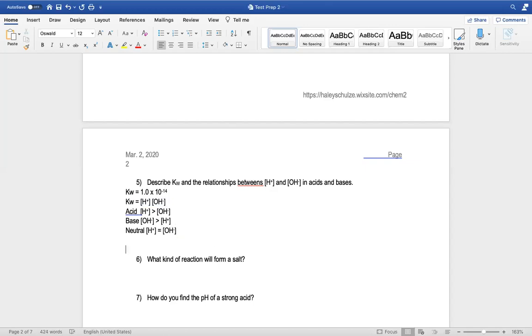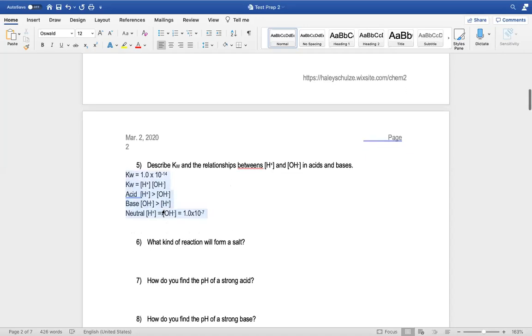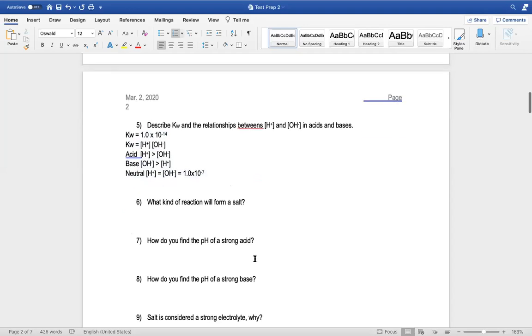Since they're equal to each other, but they still have to multiply to get that, they both equal 1.0 times 10 to the negative 7th. There we go. And that's kind of all you need to know for this specific question.